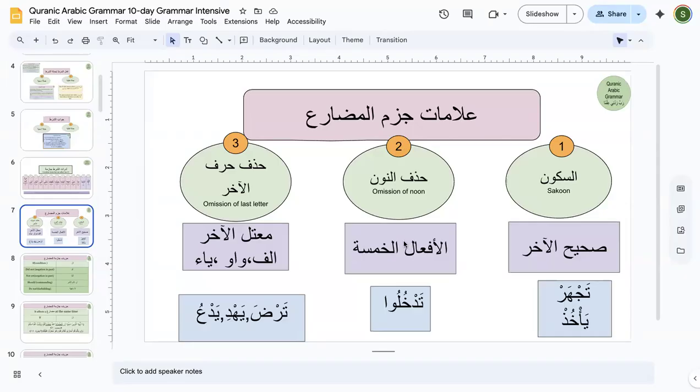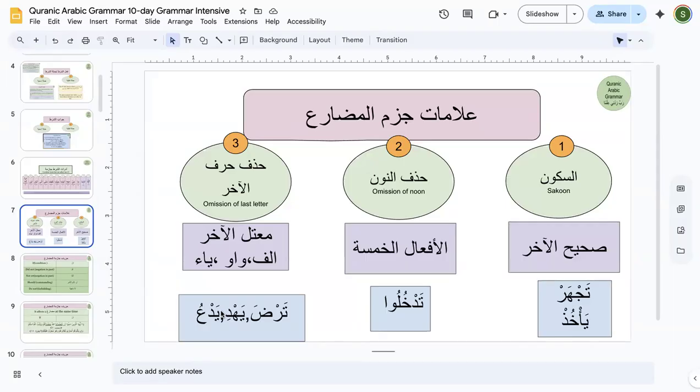What will happen to that? It is going to be made lightest by the dropping of the noon. You will drop that noon and it will become lightest or majzoom in Arabic. And if it is ending with a weak letter, words like yahdi, yad'u, tarda, how are they made majzoom? You drop the weak letter at the end.